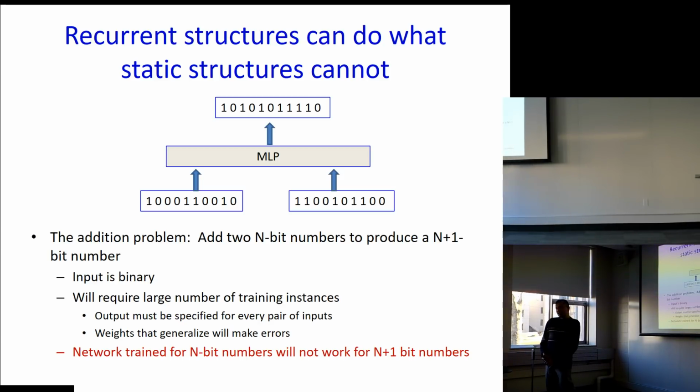I claimed that recurrent networks can do what static structures cannot. So here is a simple problem. I would like to add two numbers. I want to train a multi-layer perceptron, build a multi-layer perceptron to add two binary numbers, right? So the inputs are two binary sequences. The output must be the sum of the two. The output is obviously going to have one more bit than the inputs. Now, can you tell me what kind of network would do this? Can somebody give me an idea of how you would go about designing an MLP for this task? Anyone?